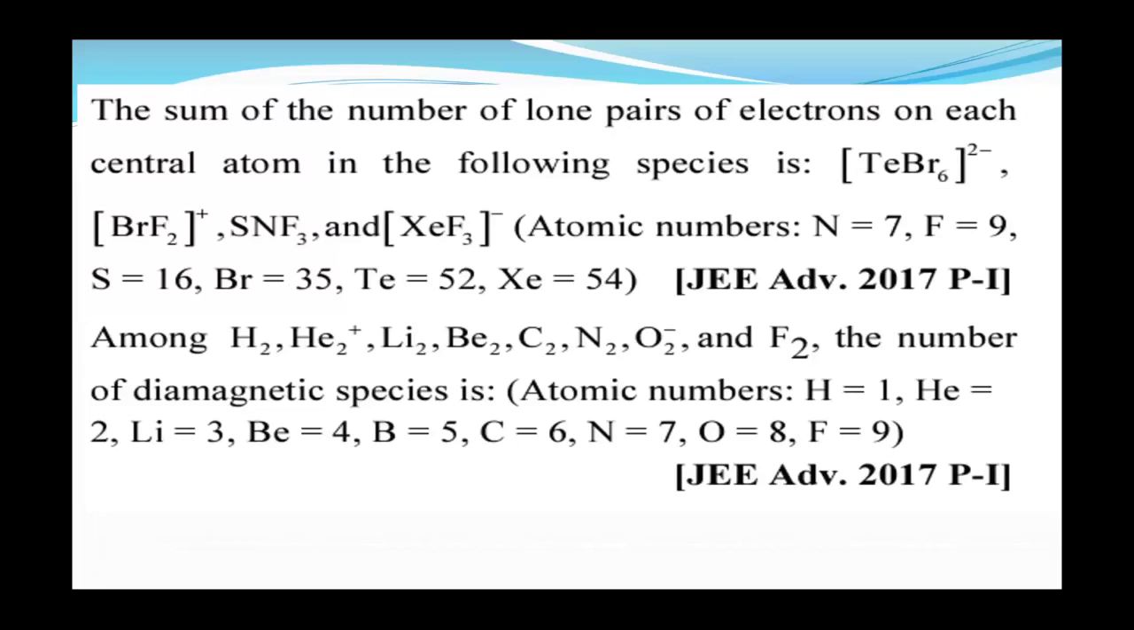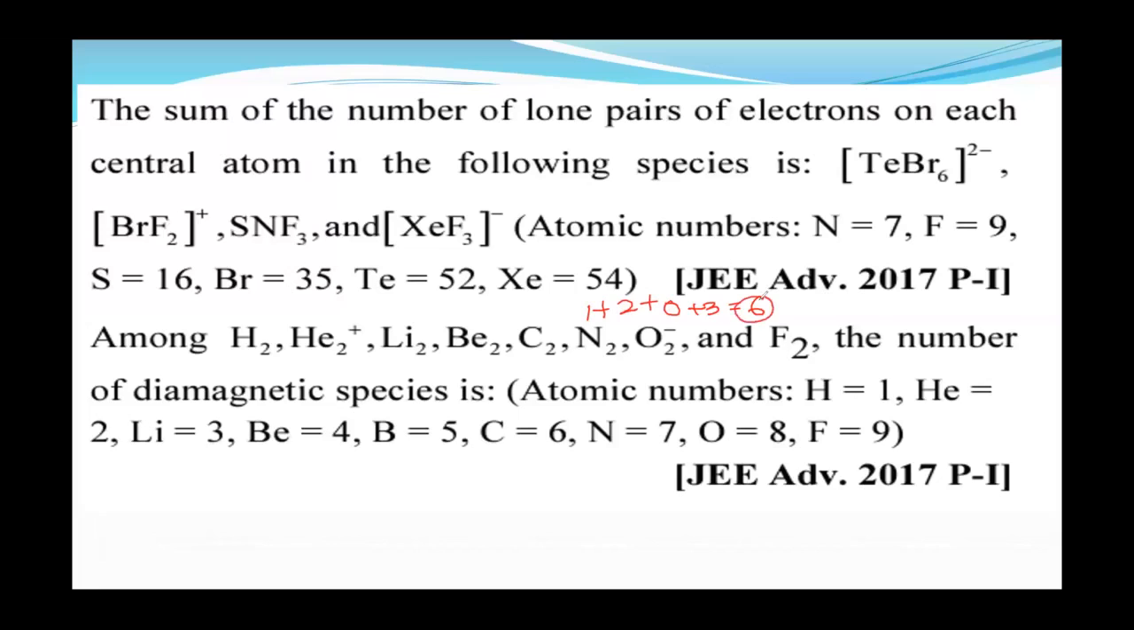Okay, next questions. Again, advanced question and integer type question. The sum of the number of lone pair of electrons in each central atom. Central atom only will consider. Okay. So let us see who will be the fastest and accurate. Okay, here is the answer. First we'll have one lone pair, next two lone pair, zero lone pair, and three lone pair. Total number of lone pairs are 6.